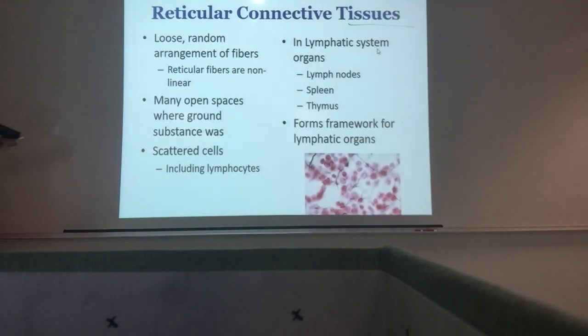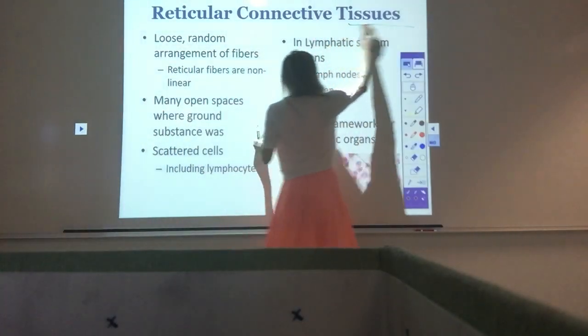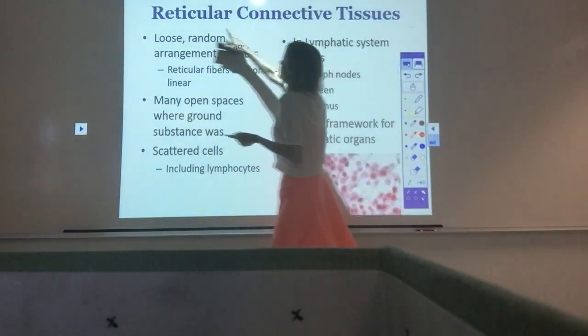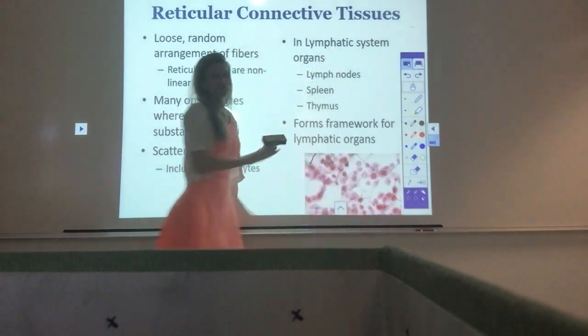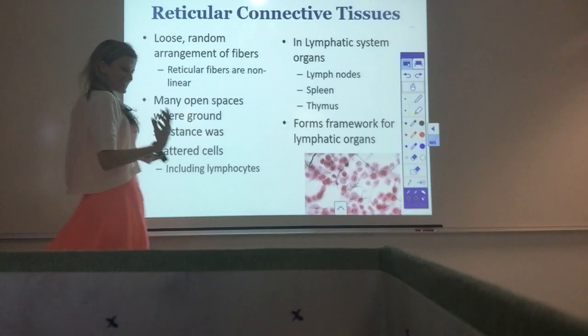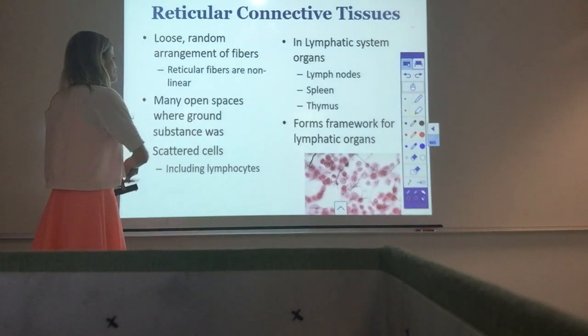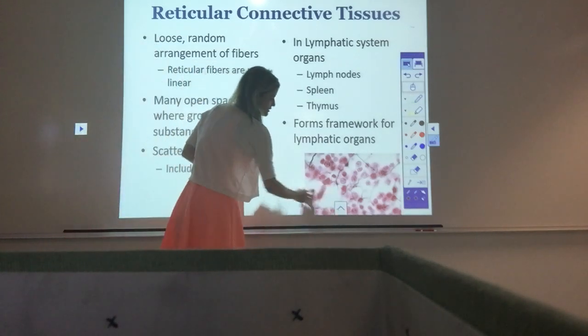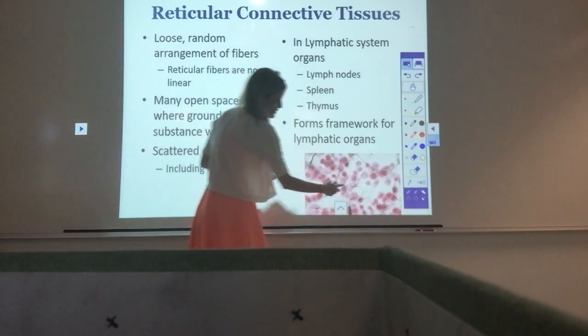So reticular connective tissue is another loose connective tissue. Reticular connective tissue is found in the lymphatic system. So we find it in lymph nodes. We also find it in like the thymus where your T cells mature. We see a lot of open little areas where the ground substance disappeared.